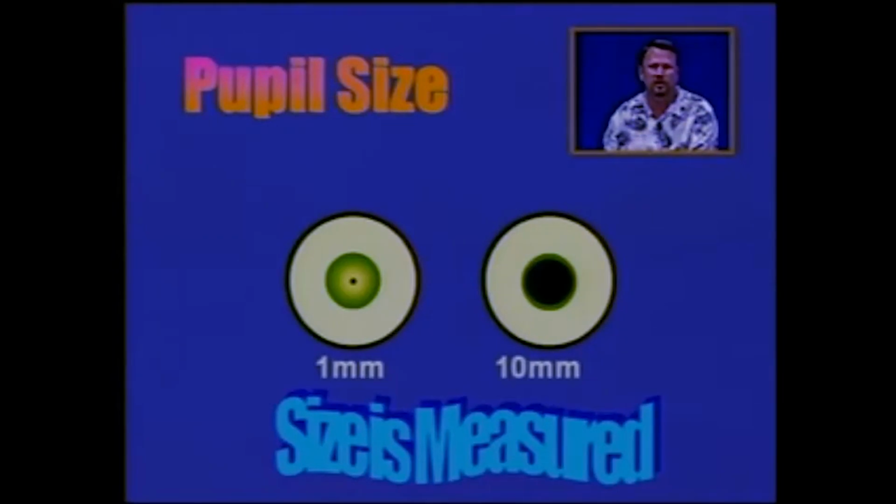Size is measured. We can use little charts with the spots that tell us whether it's 1 millimeter, 2 millimeters, all the way up to 10 millimeters. That's usually enough. And so when we look at pupil size, we look at symmetry and we measure.